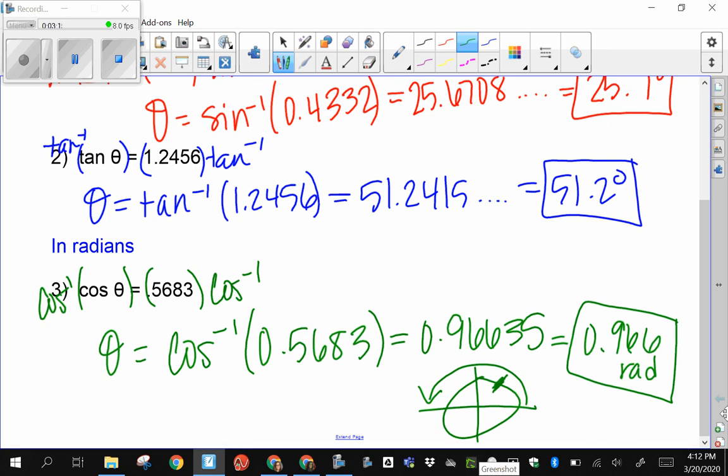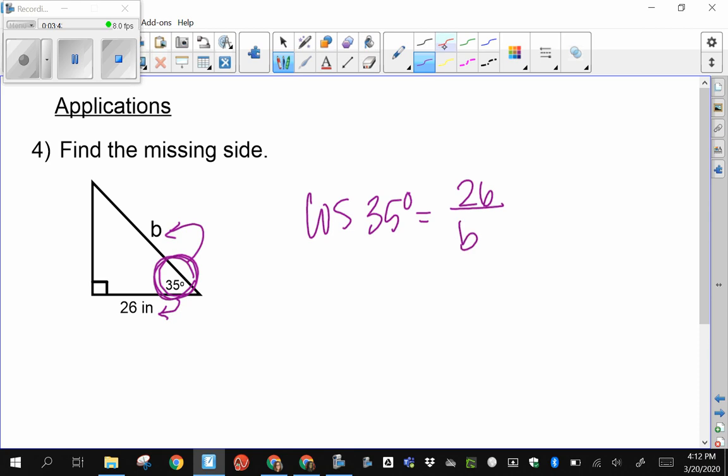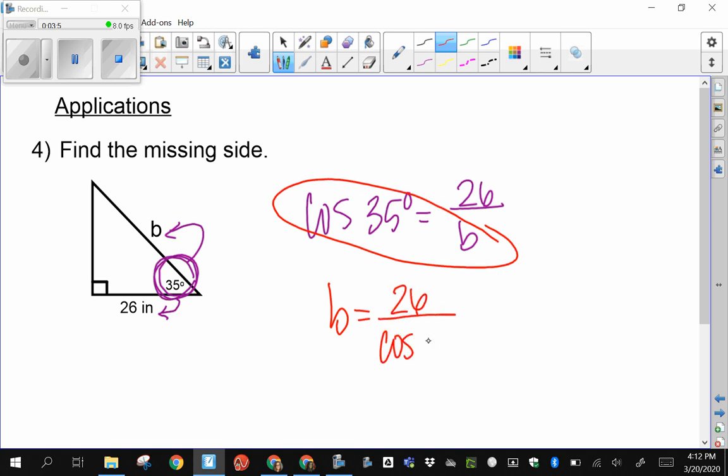So, okay, next we're going to get through some application questions. Find the missing side. Ooh, we've done this a lot. Look at the given information. Sometimes you have more than one option to choose. I'm given this angle measure. I know information about the adjacent leg, and I'm trying to find information about the hypotenuse. So that should tell you to use cosine. Cosine of 35 degrees is equal to adjacent over hypotenuse. And then to solve this, remember if you have a bridge, you may cross it, a little shortcut we can use. So B equals 26 over cosine of 35 degrees.